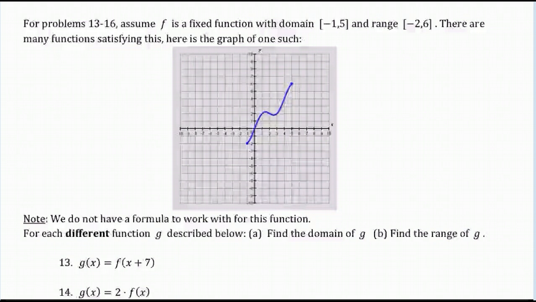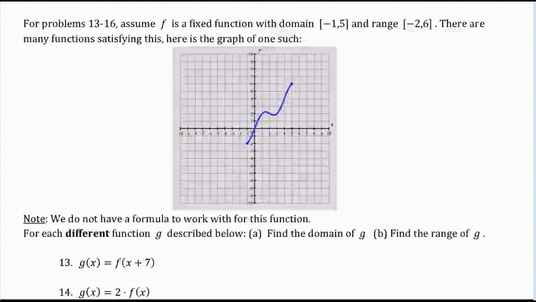Okay, moving on, we're going to go on to this group of problems. Okay, for this group of problems, we're given a fixed function f with domain -1 to 5, range -2 to 6. And here's one example of one kind of function that illustrates that behavior. Now, in each of these parts below, we're going to be describing a different function. We're calling it g each time, which is a transformation of the function f.